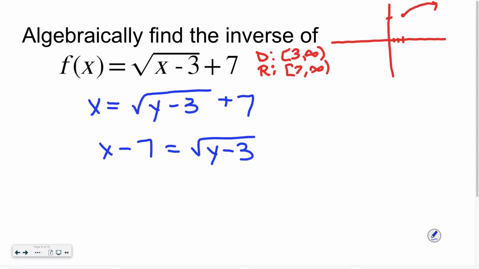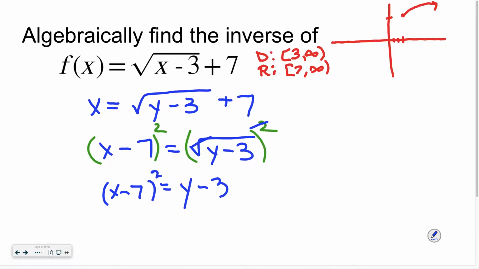Then you can square both sides to where the square root and the square cancel. Now that the square root is off, we can add that 3 over.